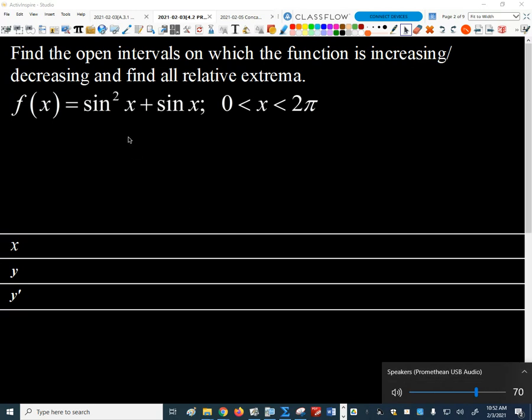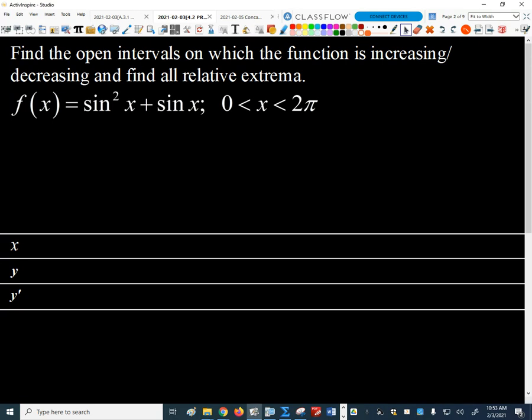Okay. So to do this, we need the first derivative though, right? So let's go ahead and calculate our first derivative for this function. What is our first derivative? Now you've got to be careful. This sine squared x, remember that's shorthand for the quantity sine x, squared. So what is f prime of x there? Natalie, what's our first derivative going to be there?